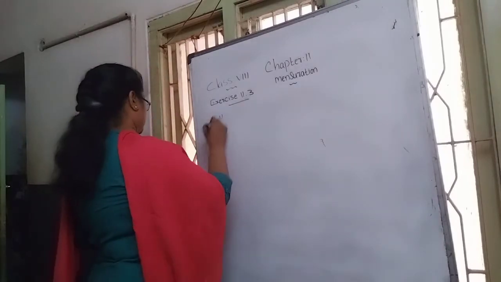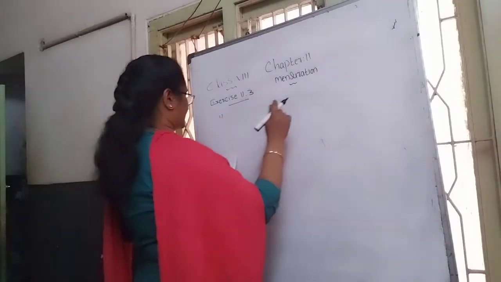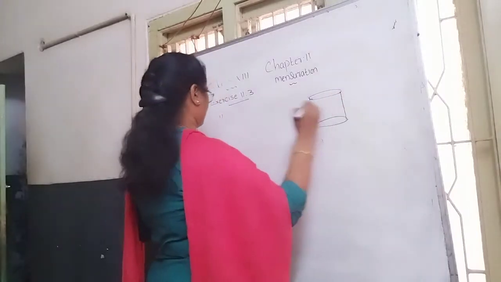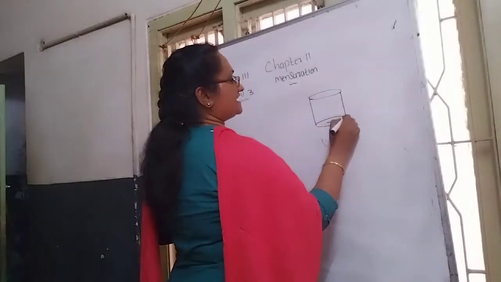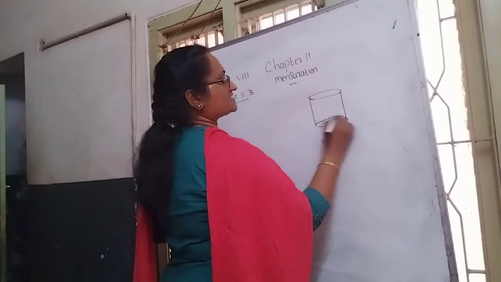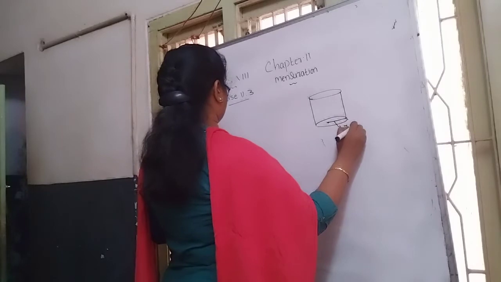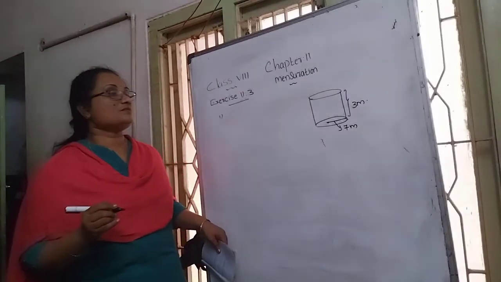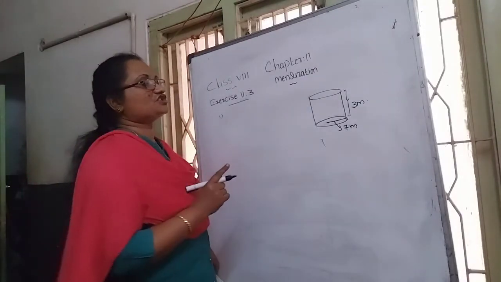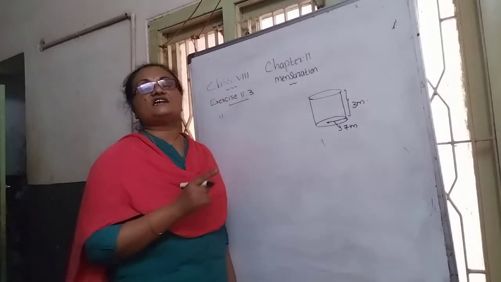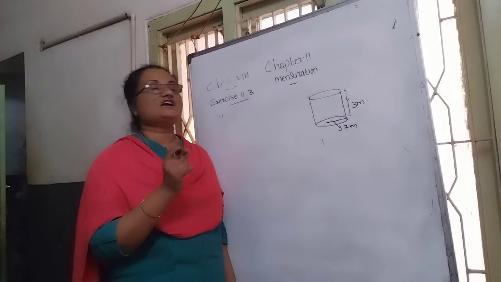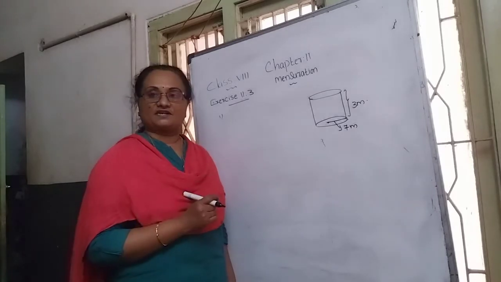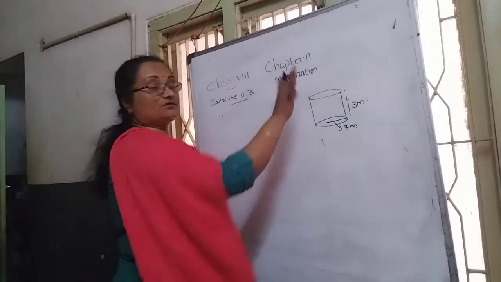In that question they talk about a closed cylindrical tank, a cylinder-shaped tank. The radius of this tank, radius means from the center to any point on a circle, is 7 meter. The height of the tank is given as 3 meter. The question asks how much metal sheet is required for making a closed cylindrical tank. So what we want to do is find out the full closed cylinder.